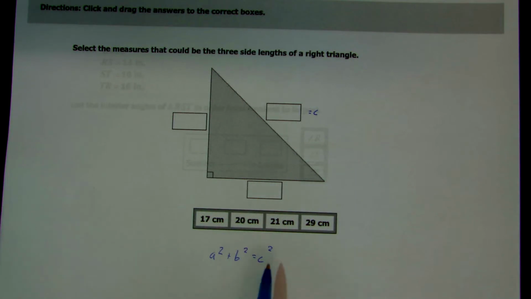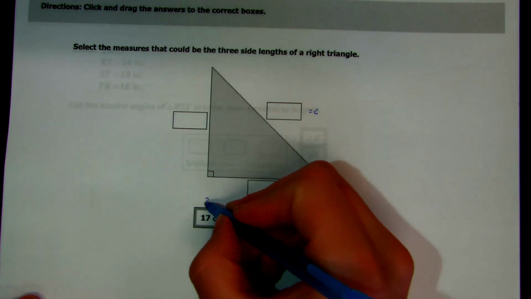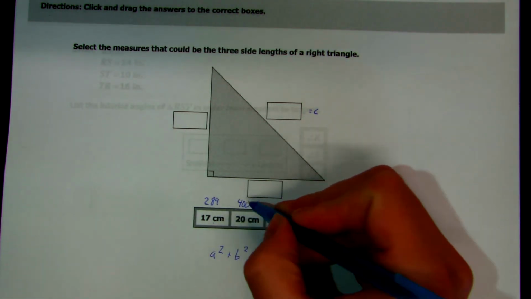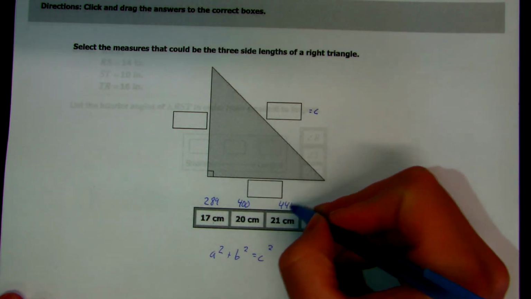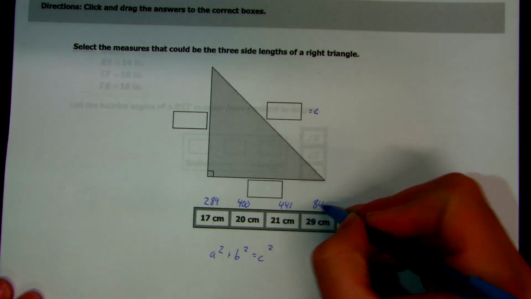What I would recommend doing for this problem is you could just kind of guess through all of them and try this squared plus this squared and see if it gives you one of those. But I would recommend squaring all of these numbers just so you know what you're dealing with. I have a calculator off to the side. 17 squared is 289. 20 squared is 400. 21 squared is 441. And 29 squared is 841.